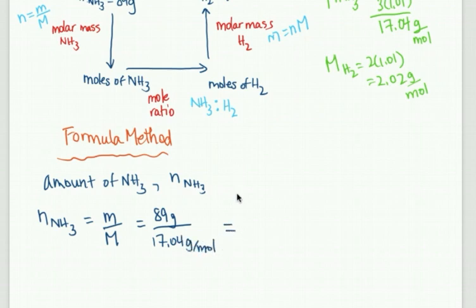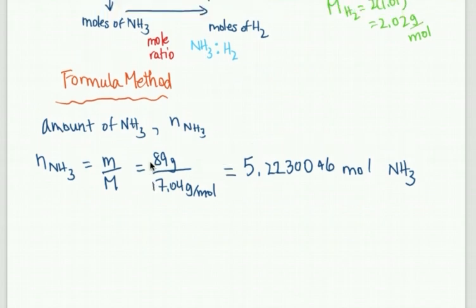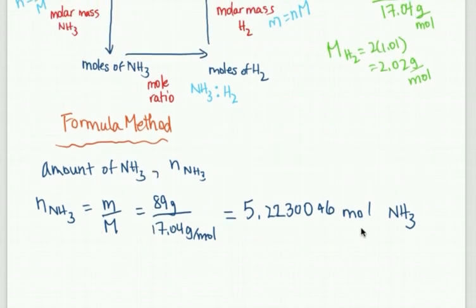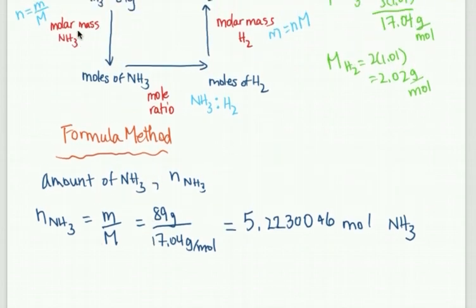Okay, so if we calculate that, 89 divided by 17.04, we'll get this big number here. Well, it's a small number, but big decimal number. And then keep it in your calculator, don't clear it out, okay? So I'm just carrying a few extra digits here, and so forth, okay? All right, and then that will be moles of ammonia. Okay, so we now know the amount of ammonia that we have. All right, so our first little part of the box is done.